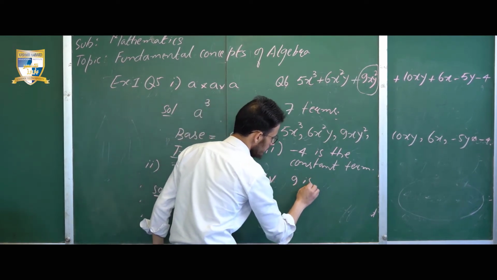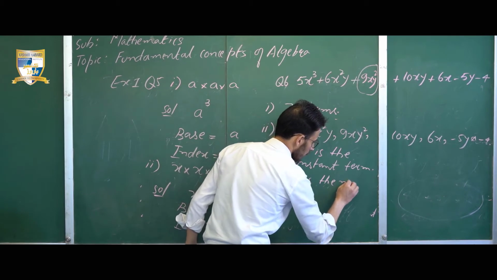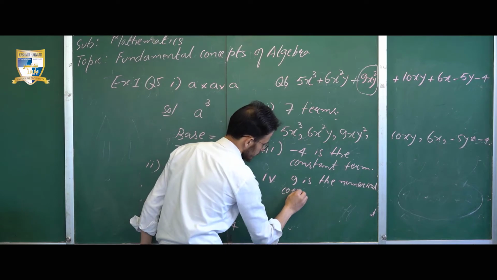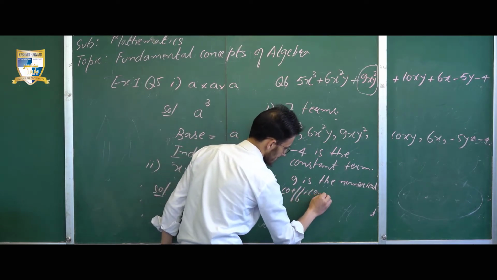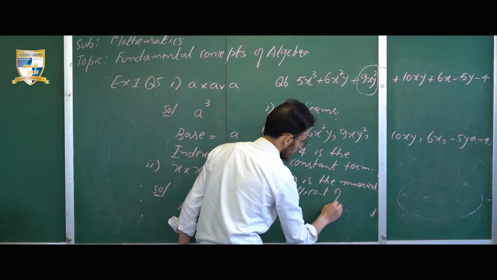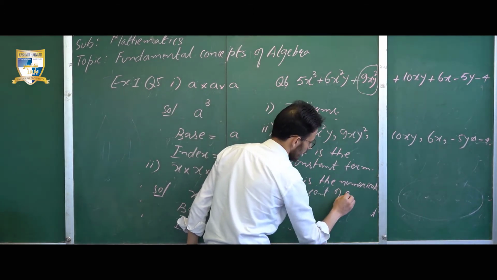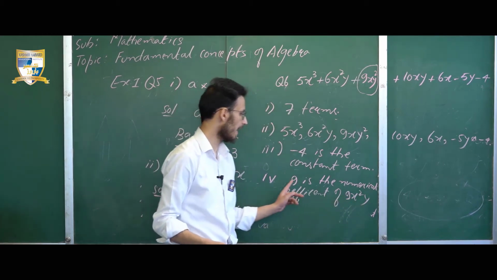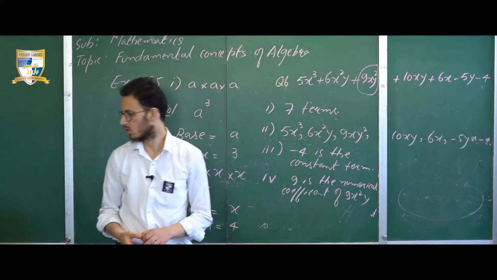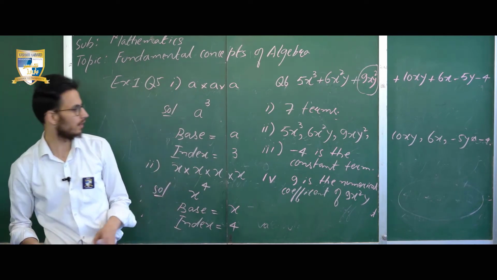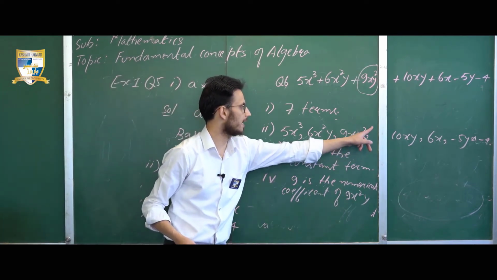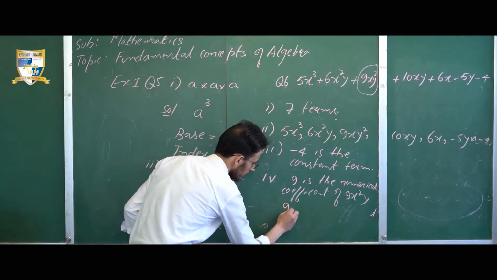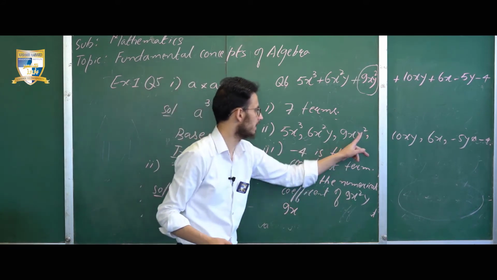So 9 is the numerical coefficient of 9x square y. So in the term 9xy square, we have that 9, which is the numerical coefficient. And the coefficient of y square, except y square, we have the coefficient, that is 9x. The next part is, the coefficient of y square is 9x.